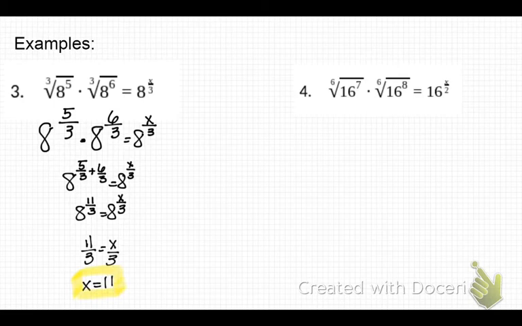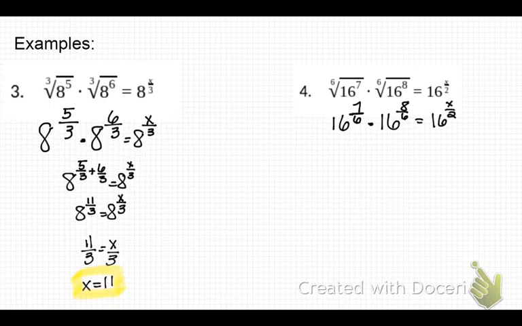Number 4, we're going to do the same thing. I have 16 to the what power? 16 to the 7/6 times 16 to the what? 8 over 6. Good. Equals 16 to the x over 2.